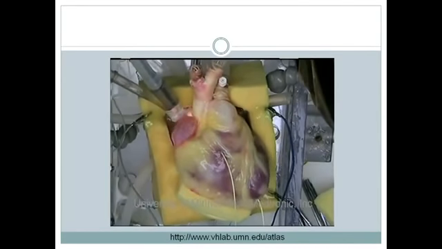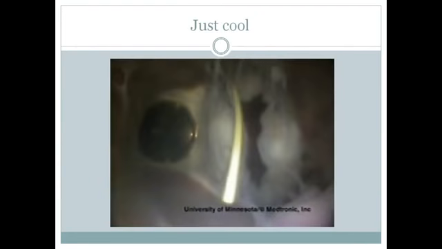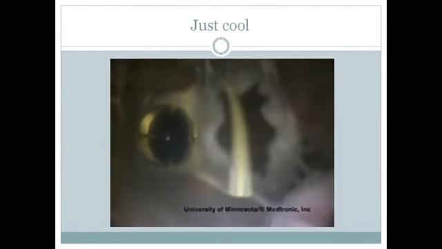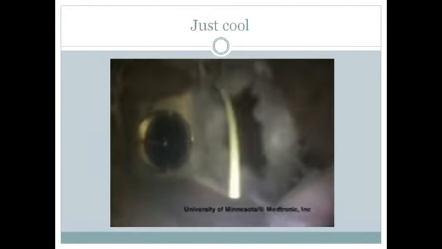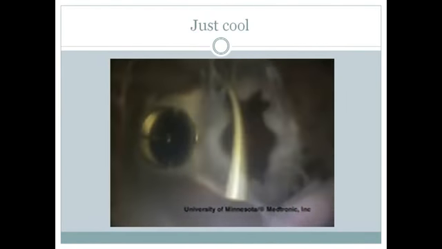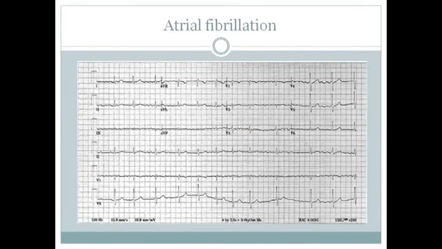Let's see what else we have here. Oh, this is just a cool one. This is all from University of Minnesota. There's a project, I think the name is the Visual Heart Project or so. You can find it online. And you have a bunch of heart preparations. This is a mechanical aortic valve and the native mitral valve looking from below. It's actually very cool. There are thousands of videos you guys can watch.